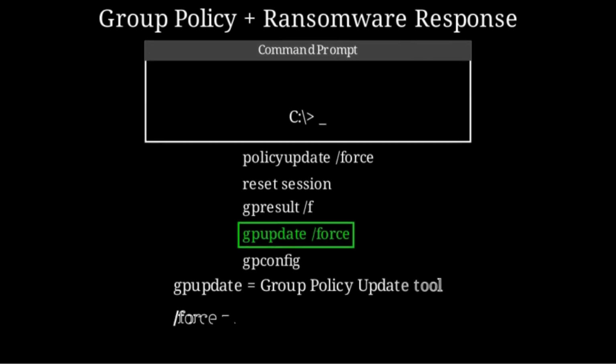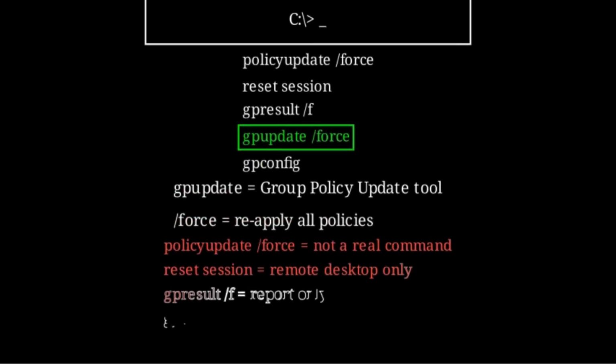Let's break that down. gpupdate is the group policy update tool, and /force tells Windows to reapply every policy, even if nothing changed. Why are the other options wrong?